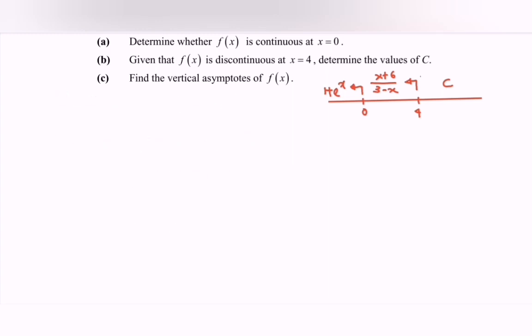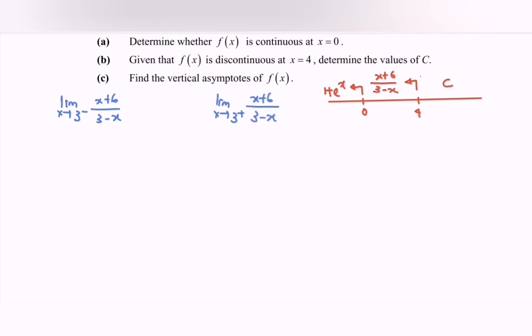Kindly refer to C. Find the vertical asymptote. By referring to the function (x + 6) over (3 − x), here we have the limit when x approaches 3 from the left, and the limit when x approaches 3 from the right, for the function (x + 6) over (3 − x).